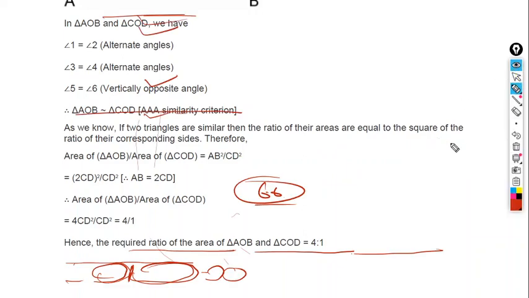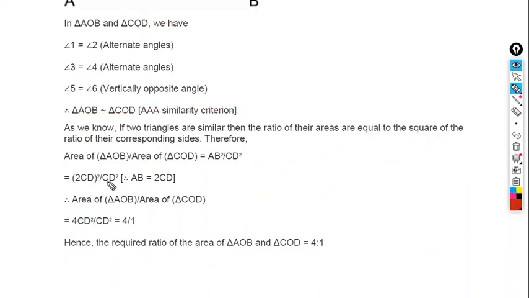Now, it is given that AB equals 2 into CD. So in place of AB square divided by CD square, in place of AB we can write 2 into CD. There is a square, so (2 into CD) square divided by CD square, which will be equal to 4 into CD square divided by CD square, which is equal to 4 by 1.